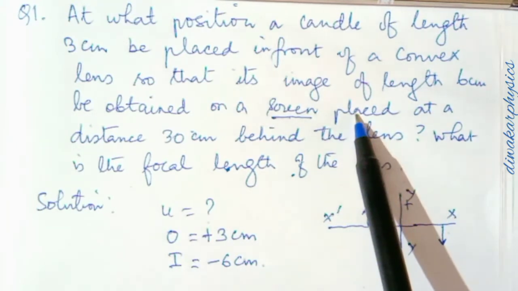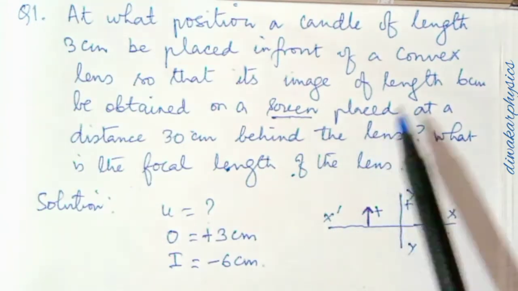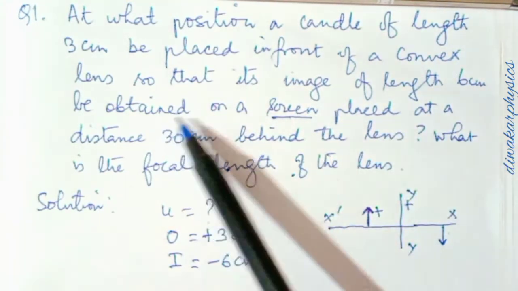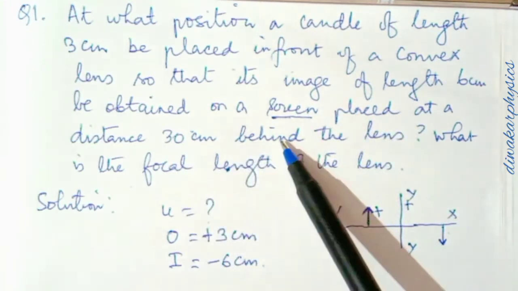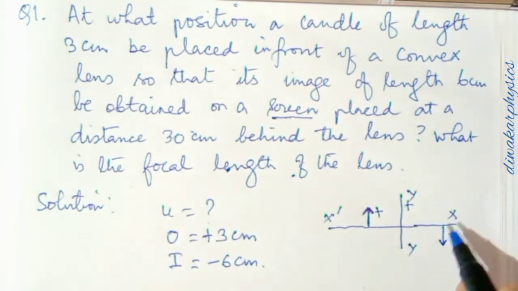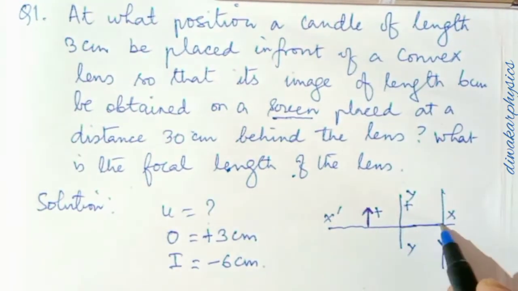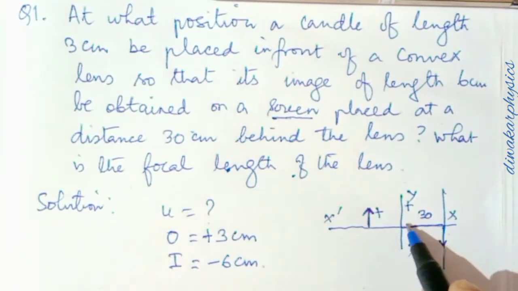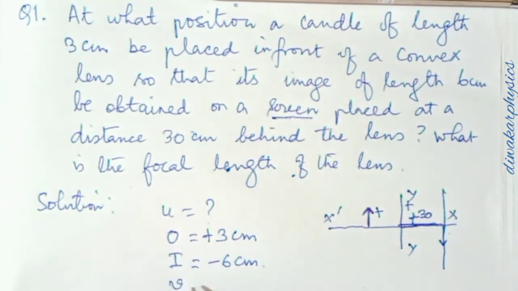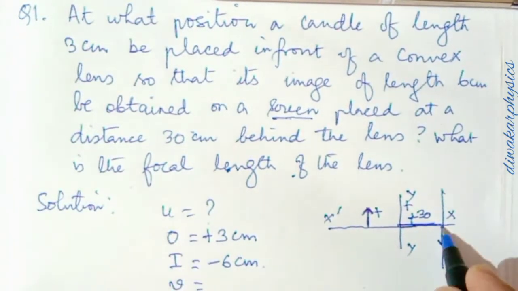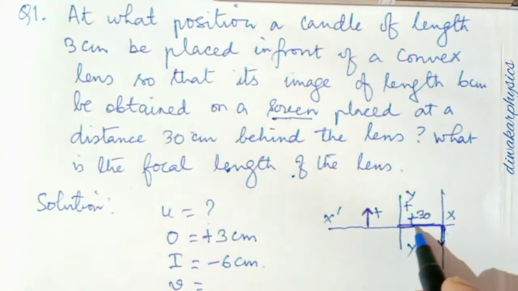And it is placed at a distance of 30 cm behind the lens. So now you can see the image is obtained on the screen placed at a distance of 30 cm behind the lens. So the image is obtained on the screen and it is placed 30 cm behind the lens. So this is the positive side of the x-axis. So take v. So this is the image distance.